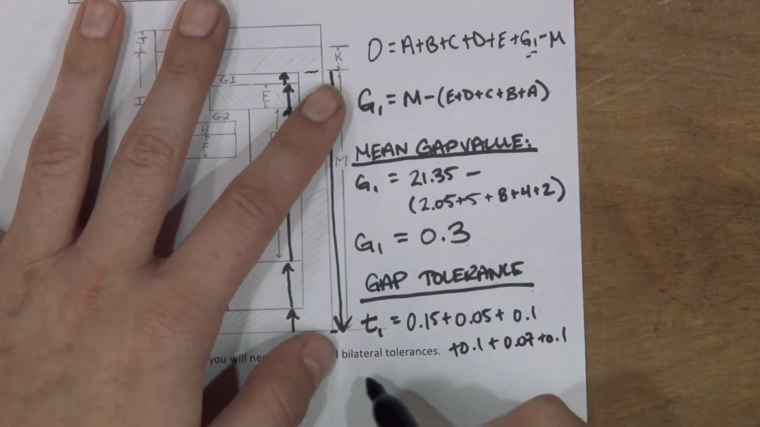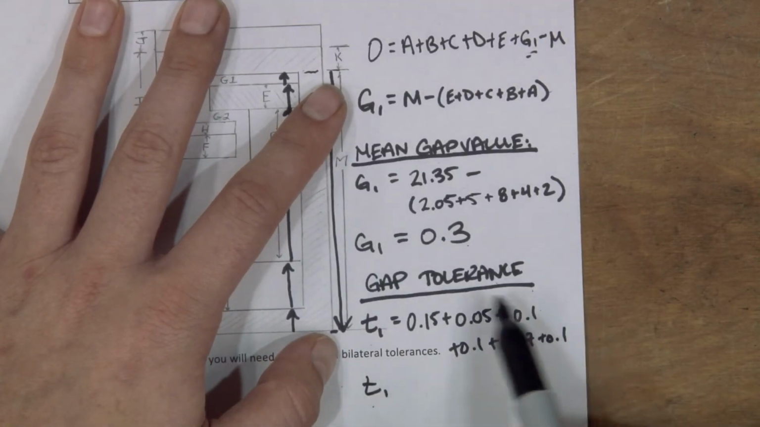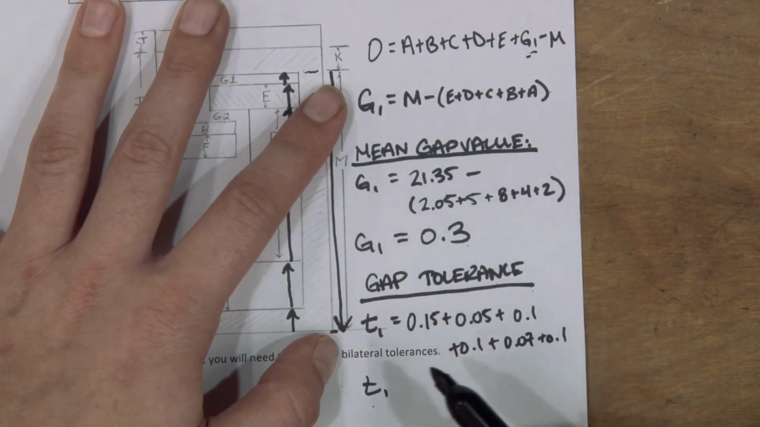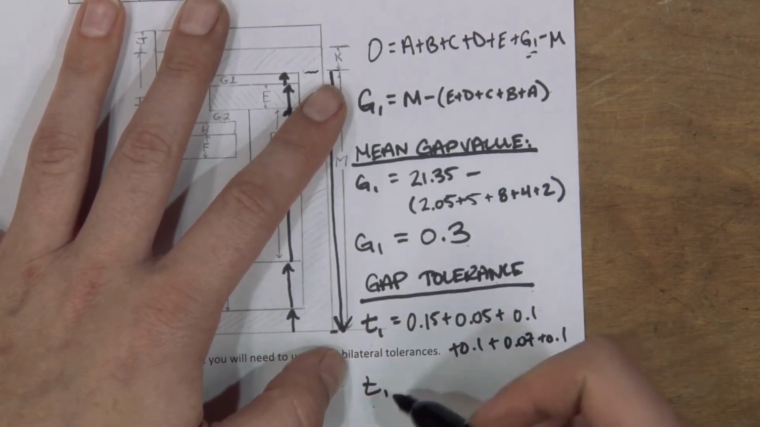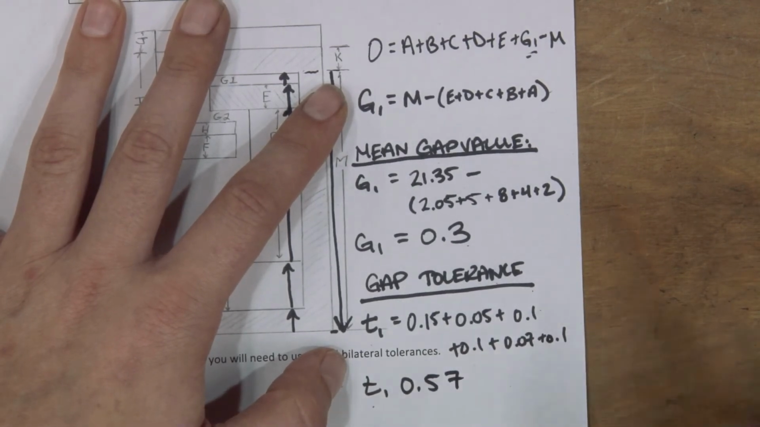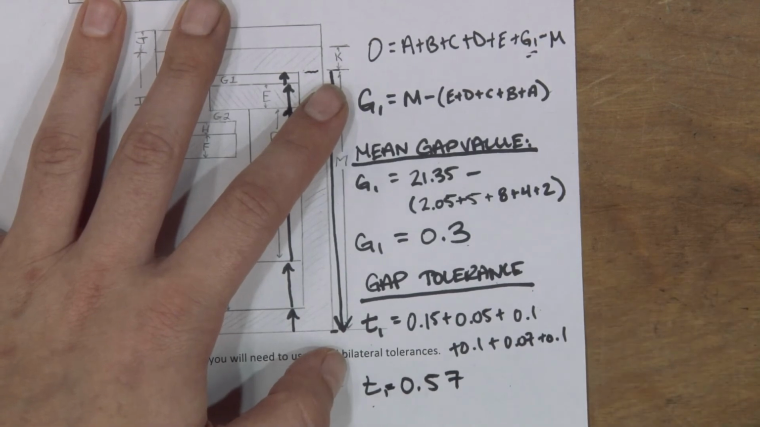So my gap tolerance, when I add all those up, and remember, I'm not following my loop equation here, I'm just adding them all. The gap tolerance just adds. If I sum all of those, I should get 0.57. Okay? Pretty easy so far, that's step 4.